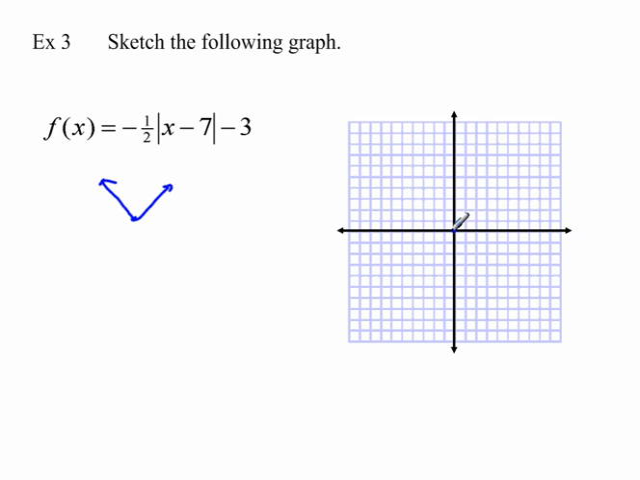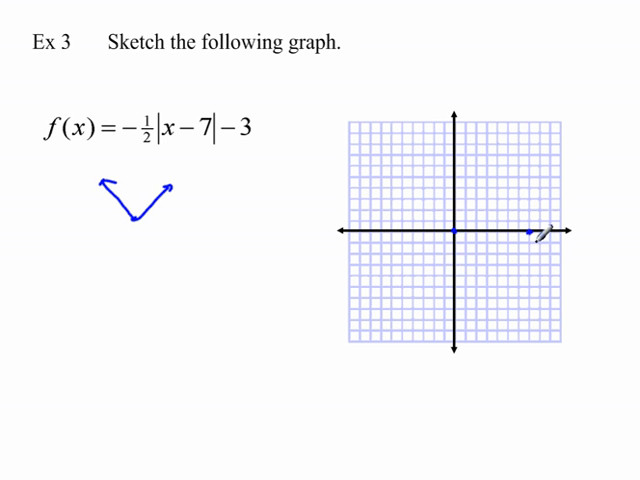So here's my original vertex. 1, 2, 3, 4, 5, 6, 7 units to the, did I say left? 7 units to the right is going to be our new vertex. The negative 1/2 is going to flip the V, so it's not opening upward, it's opening downward. And the half is going to make it half as tall.